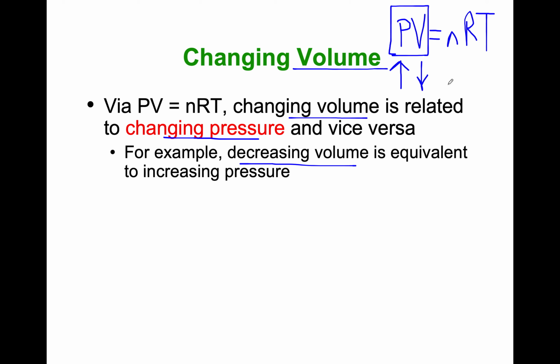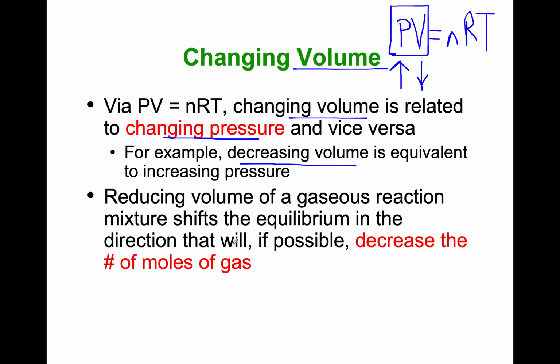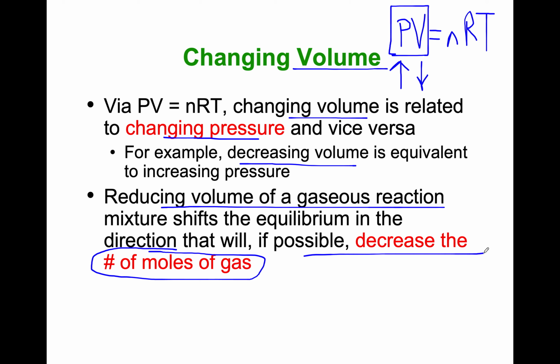So this one's a little more complicated. We're not just saying reactants, products, left or right. You have to think about the number of moles of gas in the chemical equation. So if there's 2 moles on the left, 1 mole on the right, you have to know that right away. Reducing the volume of a gaseous reaction mixture shifts the reaction to decrease the number of moles of gas. So lower volume decreases the number of moles of gas.